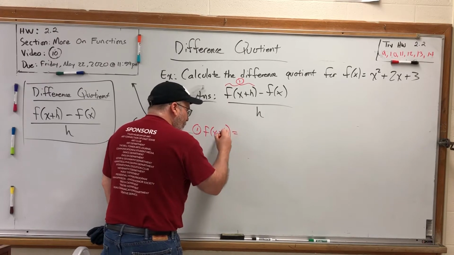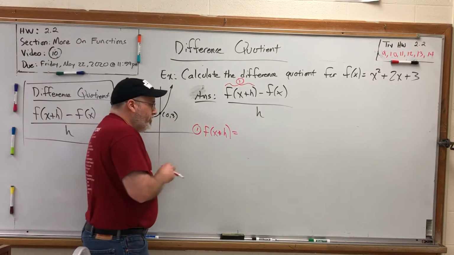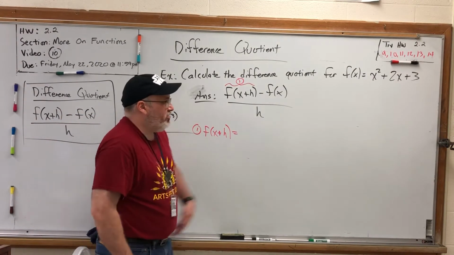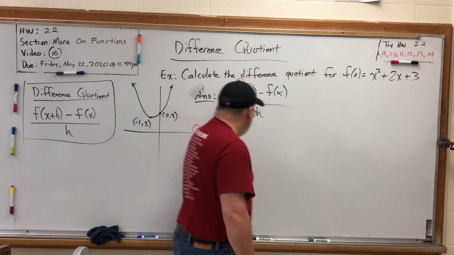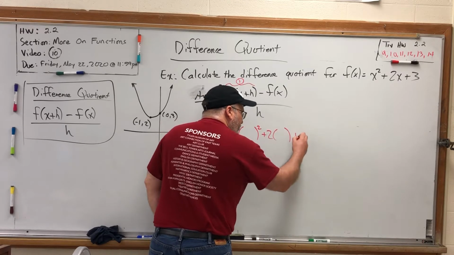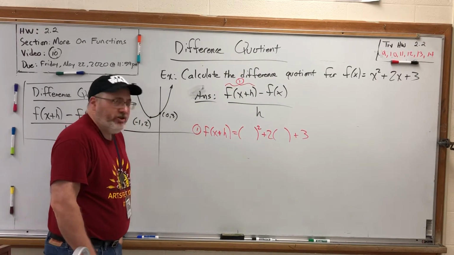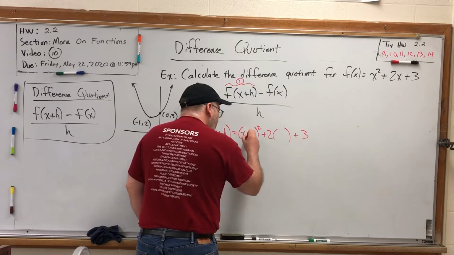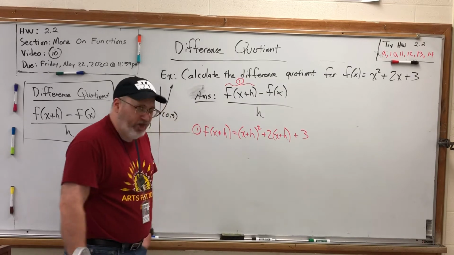This one's going to be a lot more congested than the last one because of the fact that it's quadratic. To evaluate f of x plus h, I just have to write the function but change each x to parentheses. So let's do that first. Parentheses squared plus 2 times parentheses plus 3. And then substitute x plus h into each parentheses. Now I've got a big mess to clean up.